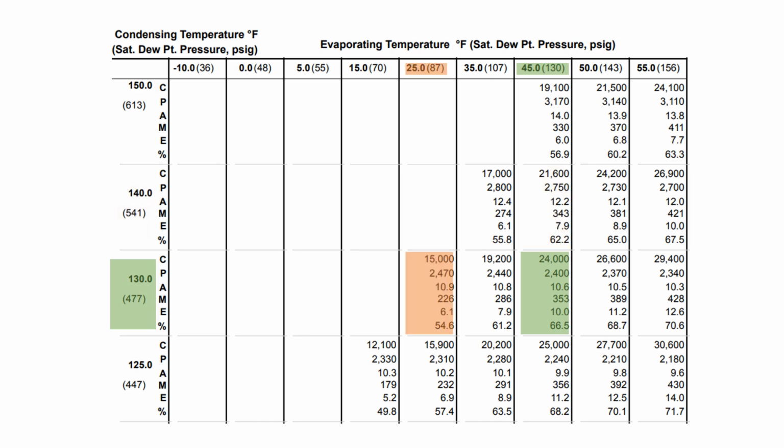Now let's look at a more extreme example. The highlighted box in orange shows that our evaporator pressures and temperatures have dropped to 25 degrees and 87 psig. This may be because of a small refrigerant leak, dirty filters, dirty coils, or even possibly blower speeds. We can see that our capacity has dropped to 15,000 BTUs per hour. That is a 40% capacity loss, and our mass flow has dropped to 226 pounds per hour. However, our amperage and wattage have not changed significantly, and the compressor is still operating within its envelope.